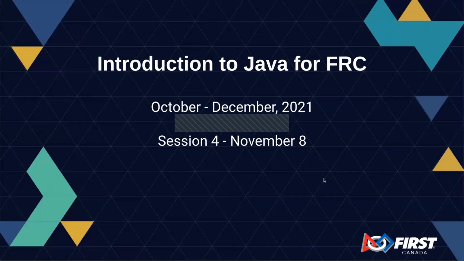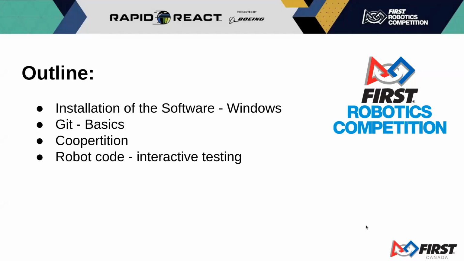So our introduction to Java for FRC, session 4. This is our November 8th session, wherein we will look at the installation of the software, that's on Windows. We will explore a little bit about Git, a little bit more than we did before. We'll talk a little bit more about two more interactive parts of our coding for this series.